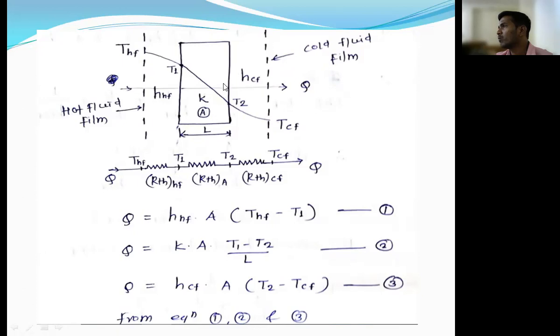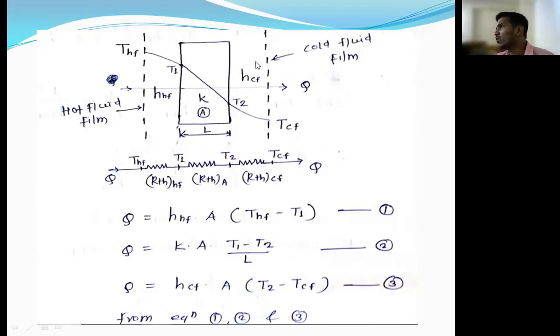Then we have to write down for this plate. Plate मध्ये काय आहे तर conduction आहे. What is the temperature change? That is T1 and T2. What is the thickness? L. Okay, so by using that we have to write down the equation by using the Fourier's law. Q is equal to K into A into T1 minus T2 divided by L.